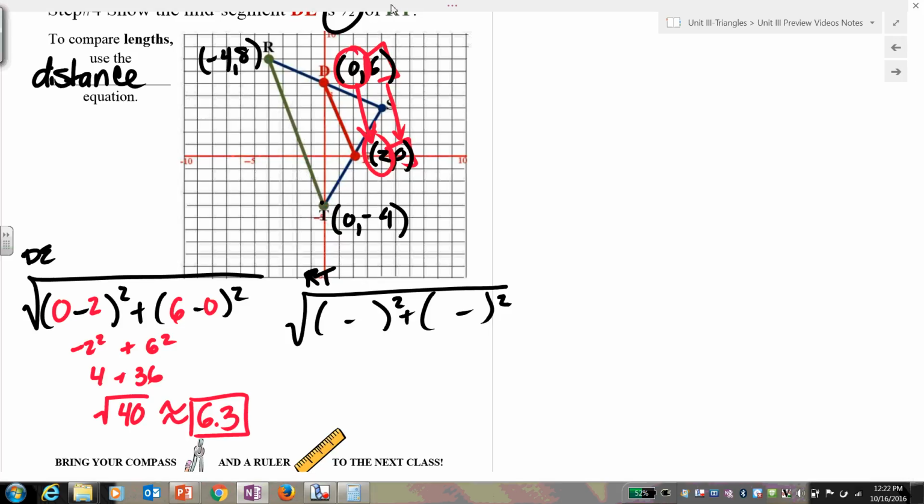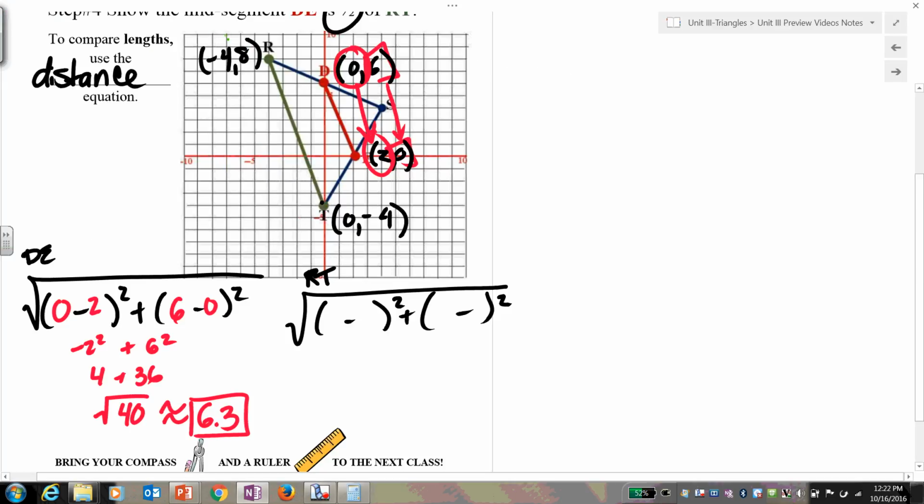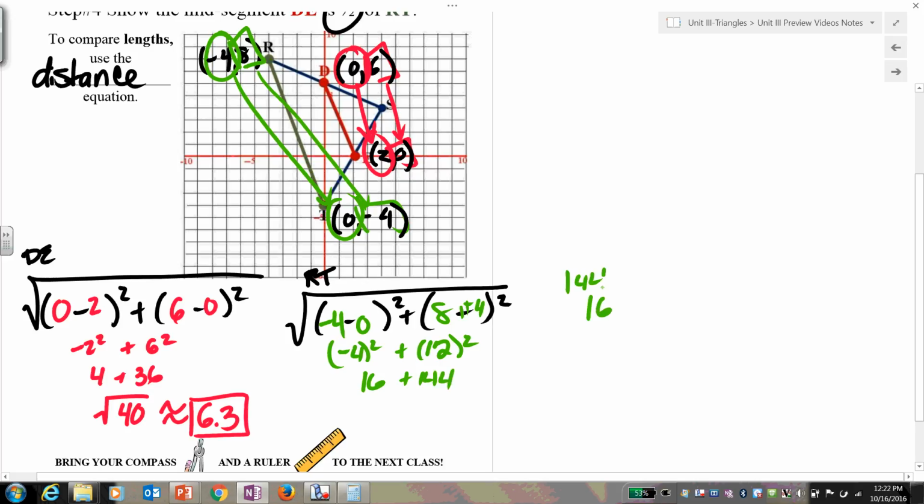Now let's check RT. Circle the x's. I'm going to go this direction. Box my y's. That's -4, parentheses squared, double negative makes a positive. That's going to be 12 squared. That's 16 plus 144. You end up with the square root of 160.